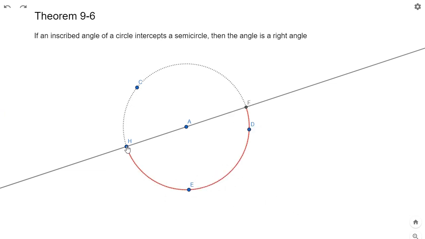If I have an inscribed angle that intercepts that semicircle, then angle C over here should be 90 degrees. First of all, let's think about that. Theorem 9-4 says that if I have an inscribed angle, then it should be half the measure of the intercepted arc. So if we already know this is a semicircle, meaning 180 degrees, then it should make sense that the angle is 90 degrees.